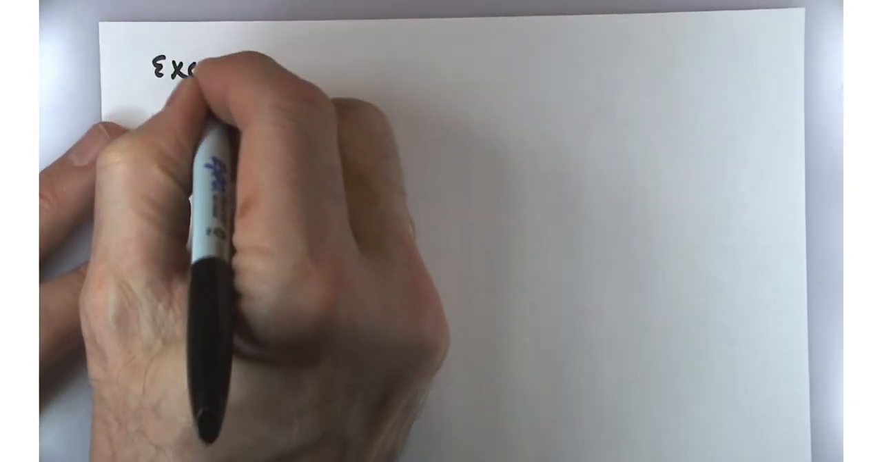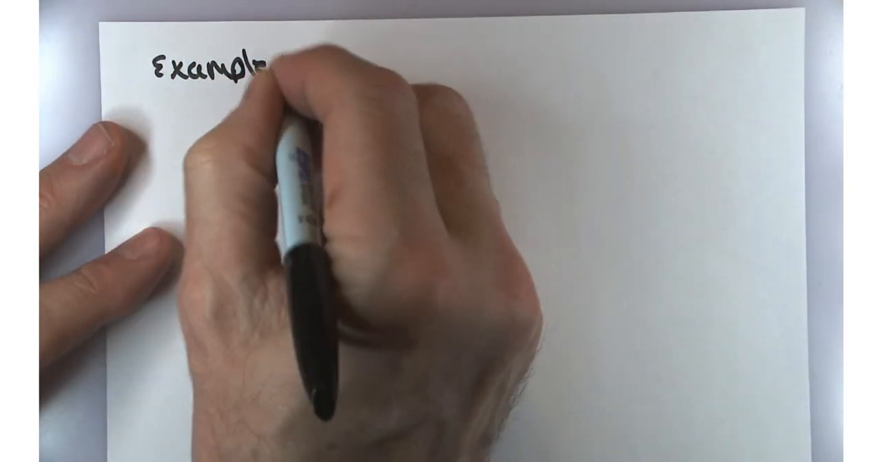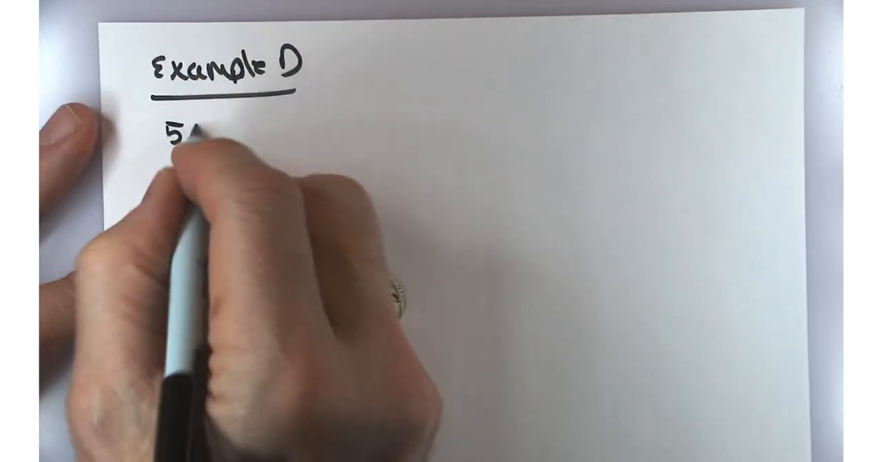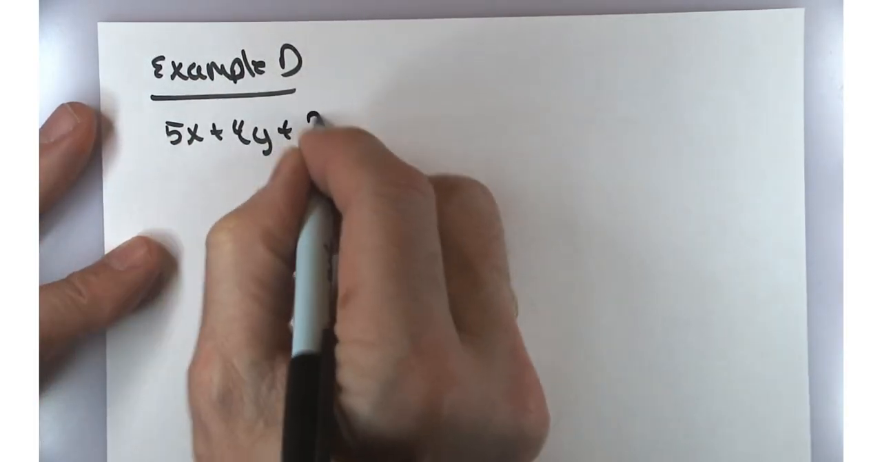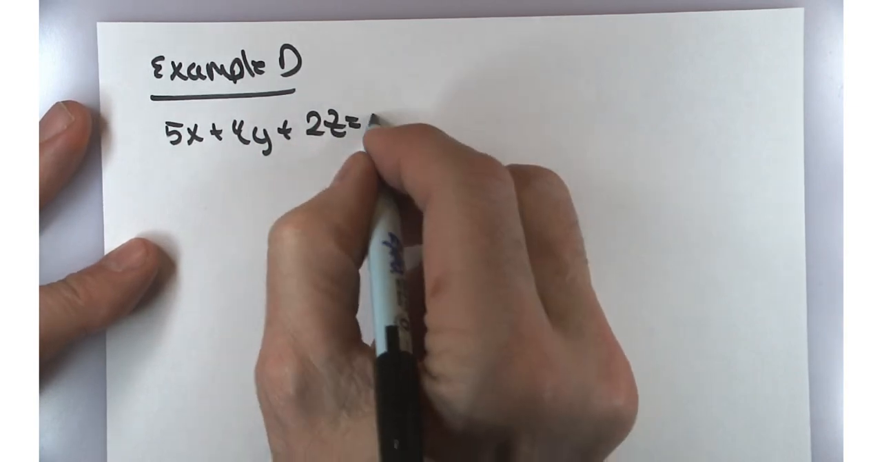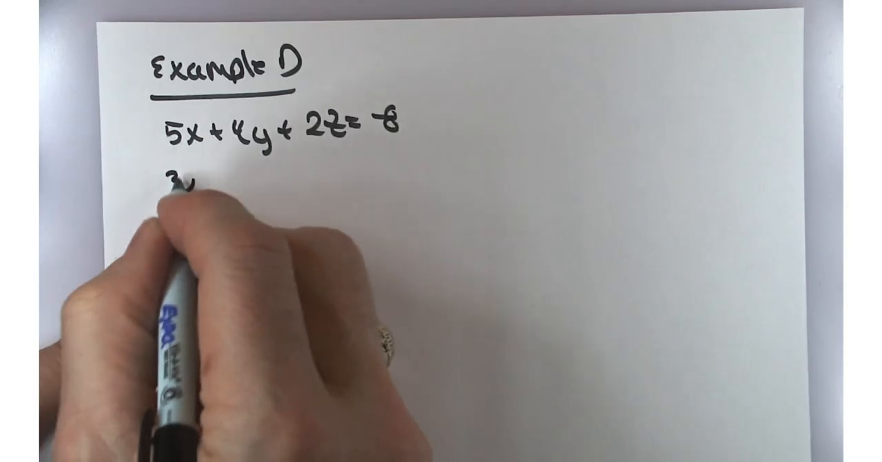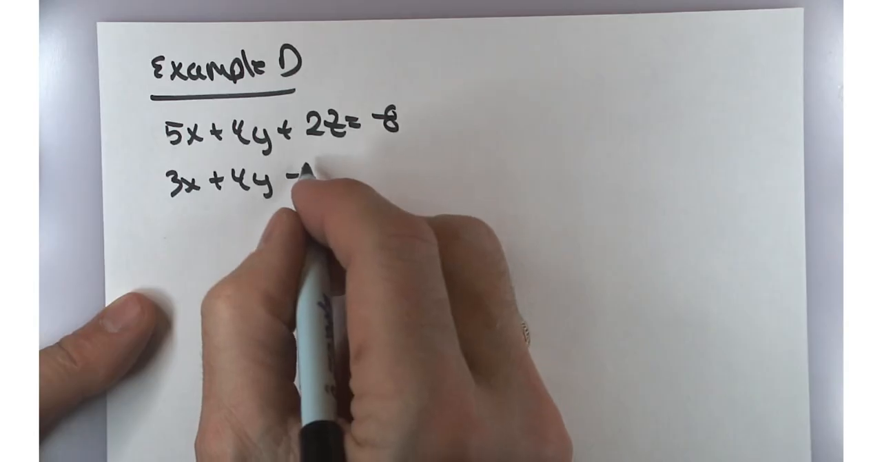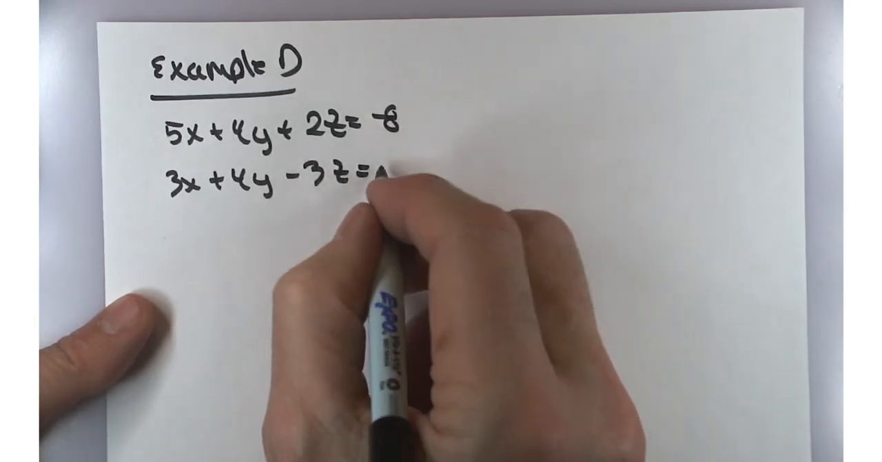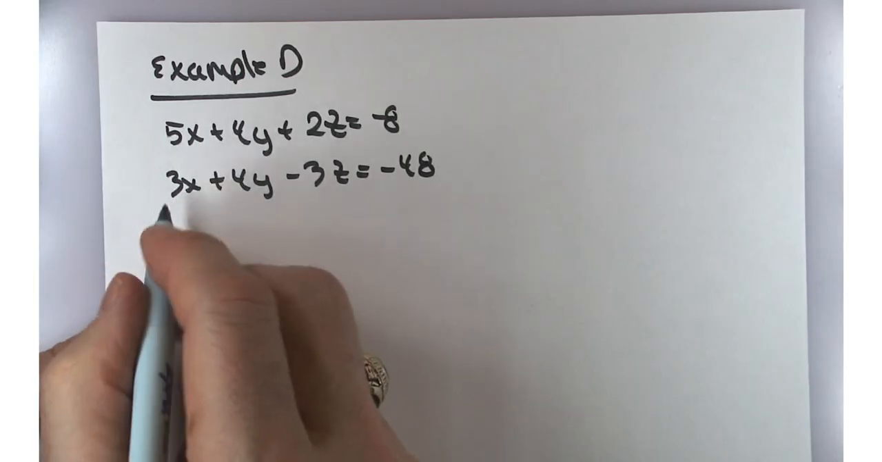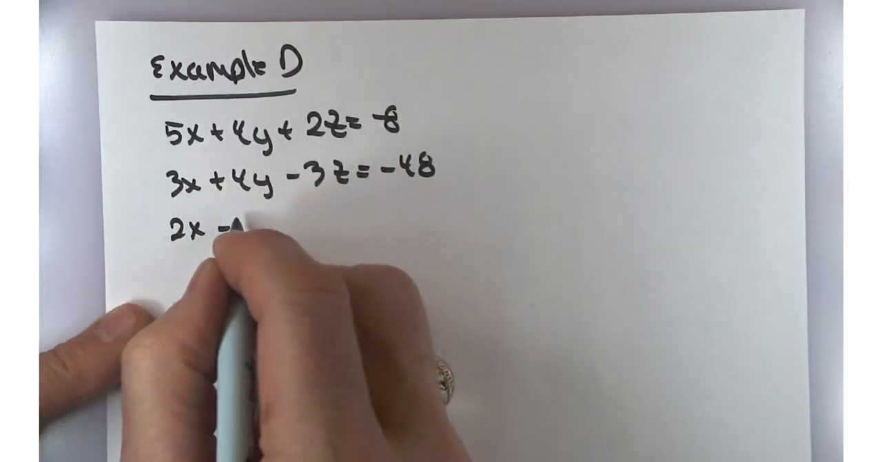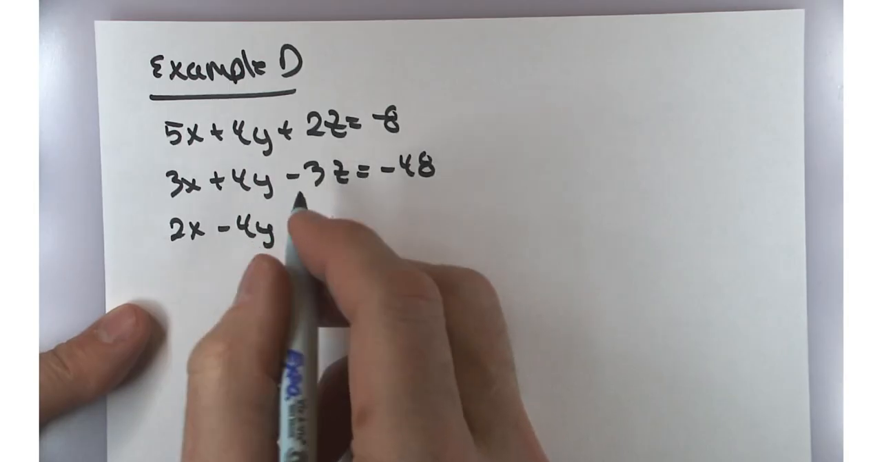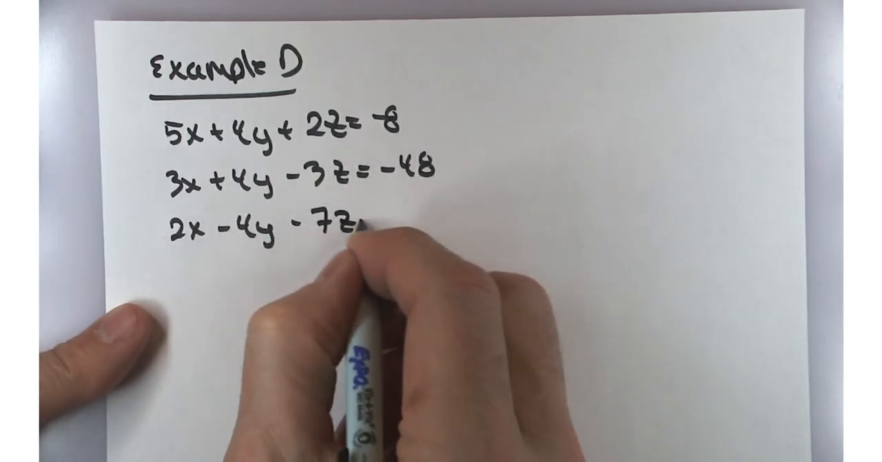Let's take a look at example D. They're going to get a little bit harder here. So we've got 5x plus 4y plus 2z equals negative 8. 3x plus 4y minus 3z. Is that negative 48? Yeah. Thank you. And then finally, 2x minus 4y minus 7z equals negative 32.